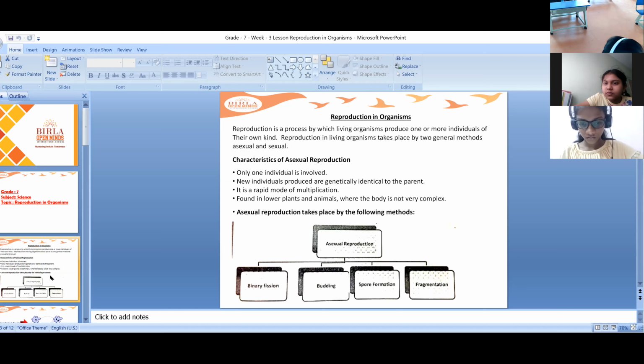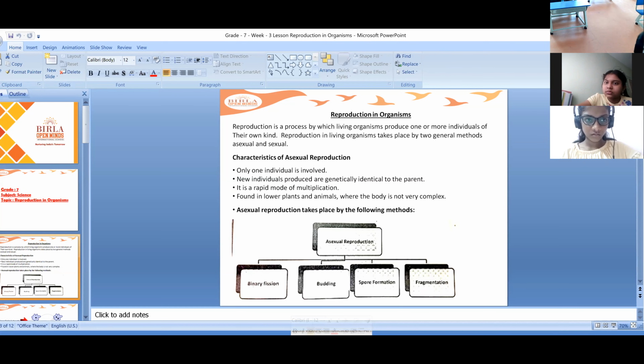So firstly, we'll see the characteristics of asexual reproduction, what asexual reproduction is. Okay. So here, if you see the characteristics of asexual reproduction, only one individual is involved. In asexual reproduction, only one individual is involved. New individuals produced are genetically identical.